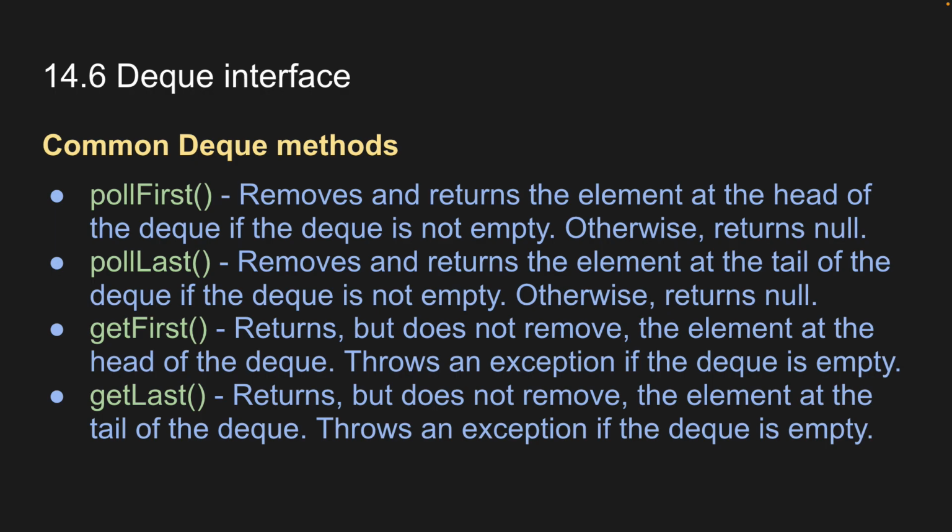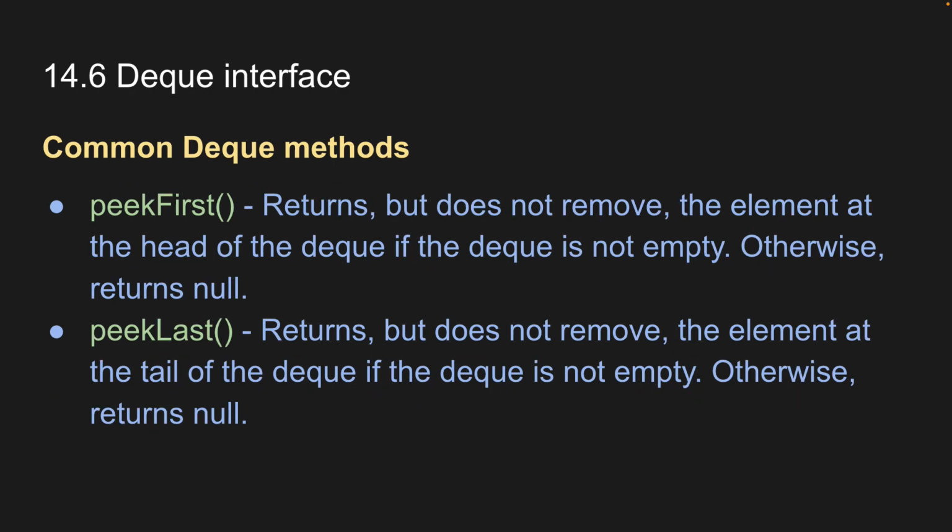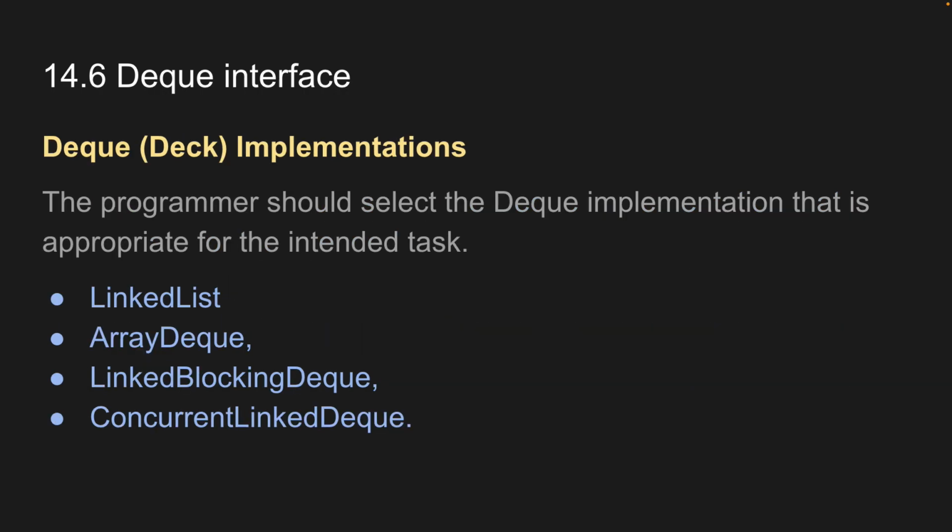You could poll, which reads the element and removes it. Or you could get first. You could get last, so on and so forth. Okay? All of the same types of methods that are available to a queue are also available to a deck, but it gives you more flexibility. Okay. Guys, that's it, I believe. Oh, there we go. Common implementations: linked list, array deck, linked blocking deck, concurrent linked deck. Okay? And that's it for the day.